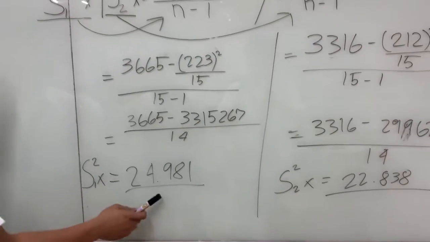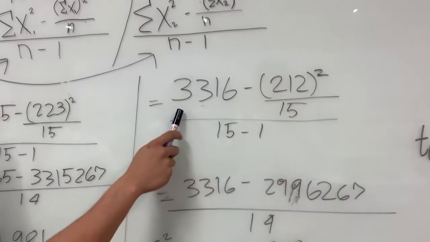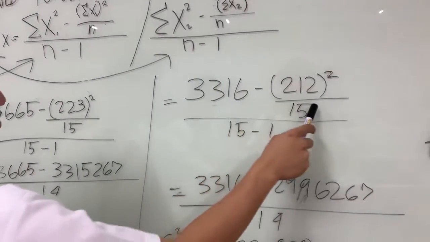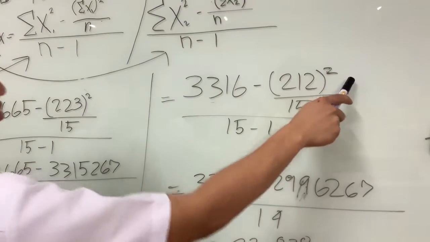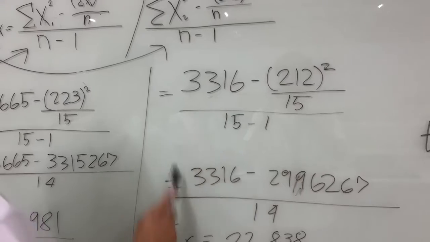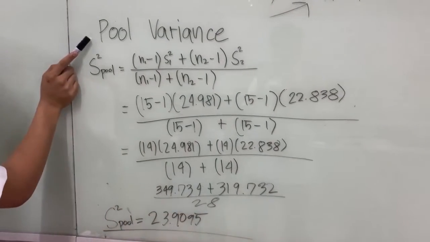Next, we will apply the same procedure for the female variable. Put the value 3,316 on the summation of squared scores, 212 on the summation of scores, which will also be squared up, and 15 for the n, or the total number of scores. And there we'll have 22.838 for the population variance for the female variable.